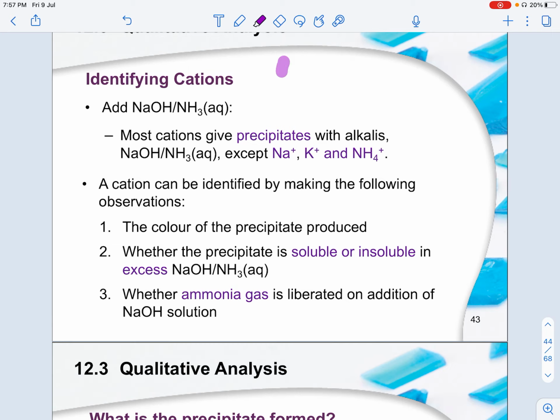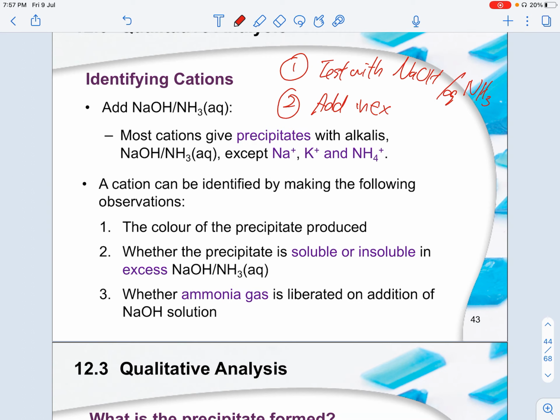So the first step is mainly to test with aqueous sodium hydroxide or aqueous ammonia. The second step is to add in excess the respective item that you use. No, you don't have to use both sodium hydroxide and aqueous ammonia. You use one and then you add in excess. And the value of this is that you will be able to produce your precipitate, and with precipitation you can actually see colors.